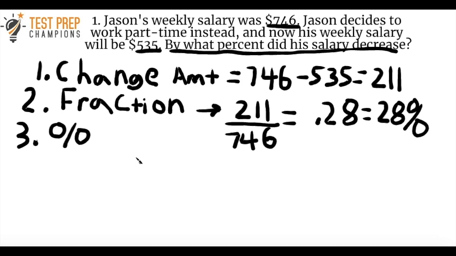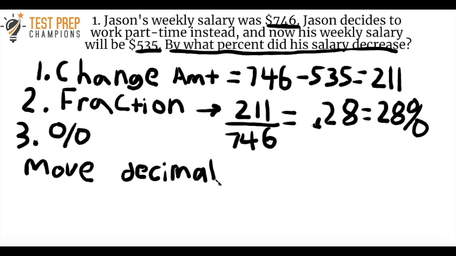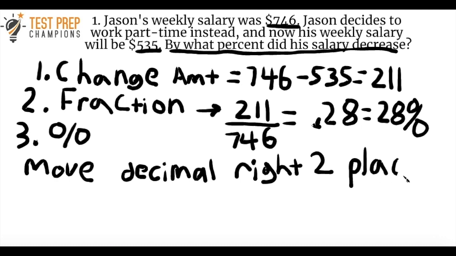To convert a decimal to a percent, you want to move the decimal to the right 2 places. The decimal is just this little dot right here. It looks like a period, but it's a decimal. So you want to move the decimal to the right 2 places. So we see this 0.28. You move it to the right 2 places, and then you just turn it into a percent.